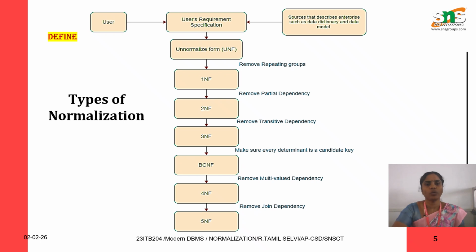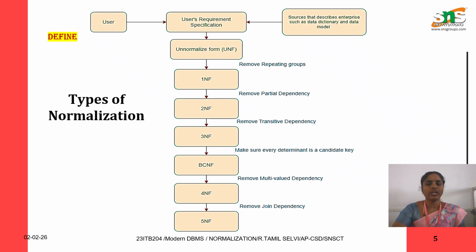So, types of normalization. In database design, there are different normal forms based on the primary key of your table. These include 1NF, 2NF, 3NF, BCNF, 4NF and 5NF. From the unnormalized form, if we remove the repeating groups, we get the first normal form. If we remove the partial dependency, we get the second normal form. And if we remove the transitive dependency, we get 3NF.